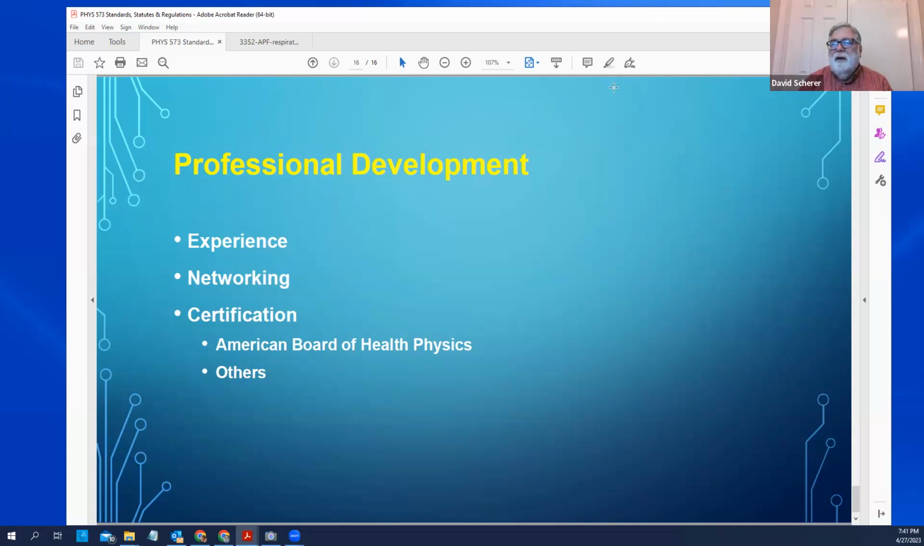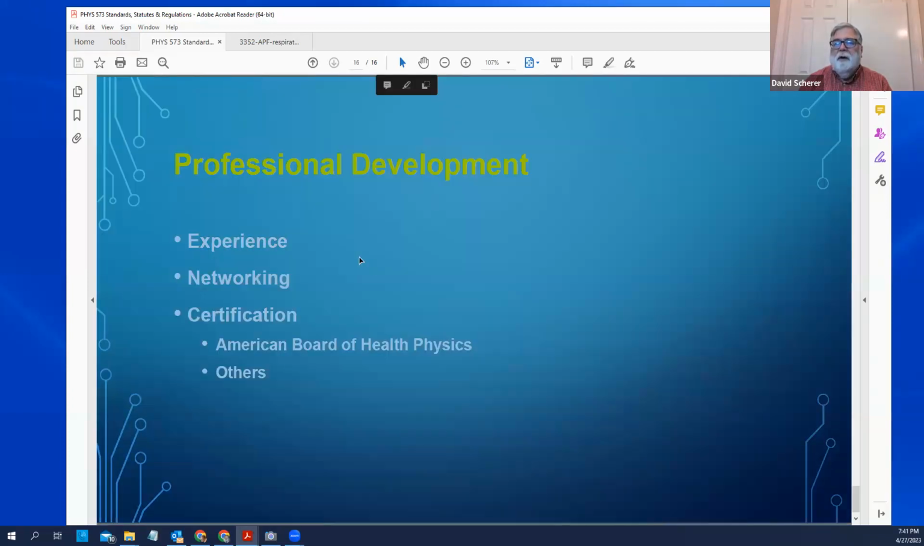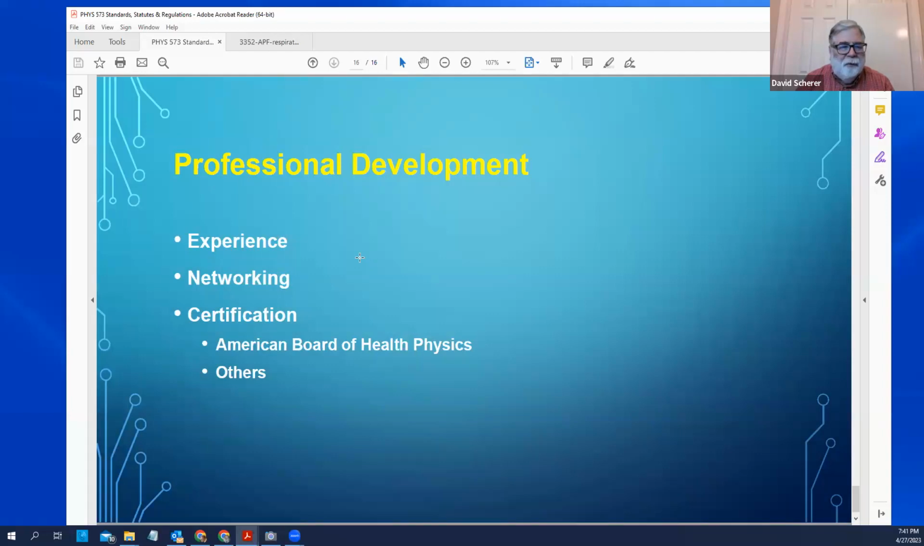In addition, experience is invaluable. No matter how much you learn at an environment like Illinois Tech, you're going to learn more and gain more judgment and more appreciation for how to keep people safe from actually working in the field and working in different positions with different levels of responsibility.